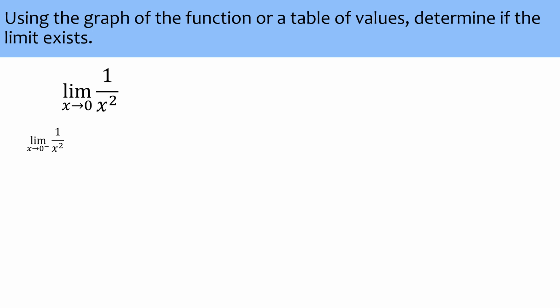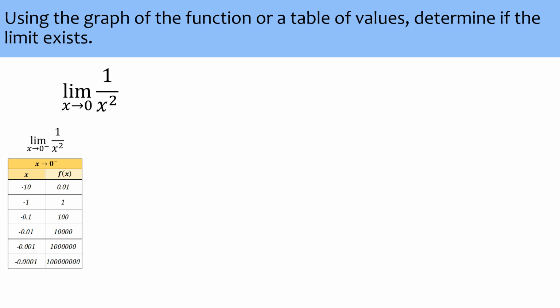I'm going to start with the left. As you can see here, the values of x are to the left of 0, meaning they are all less than 0. So if I have a 0 here, negative 10 is here, negative 1 is here, and so on and so forth. I hope you get an idea there. The values that I assume for x are all numbers that are to the left of 0.